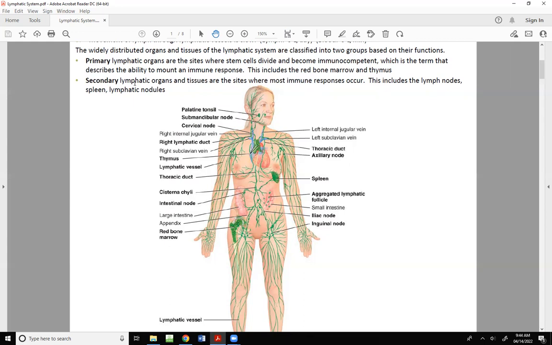Then you've got the secondary lymphatic organs and tissues, which are the sites where most immune responses occur, which include things like your lymph nodes, your spleen, and various lymphatic nodules, which are things like your tonsils and the appendix.